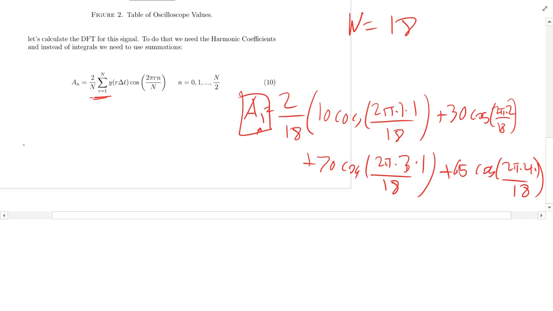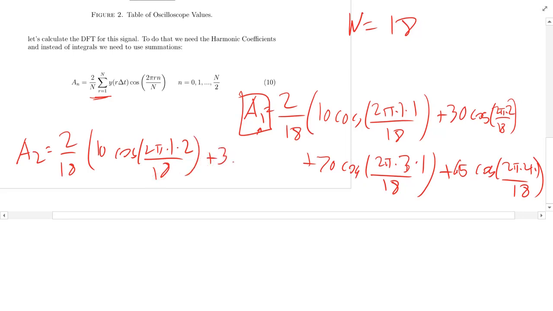To calculate the second harmonic, we would do the same thing, except the only thing that would change would be 10 times cosine 2 pi times 1 times 2 over 18, plus 30 times cosine of 2 pi times 2 times 1, 2 times 2 over 18, because we're doing the second harmonic. So again, it gets a little bit nasty there, and you want to be able to work through this.